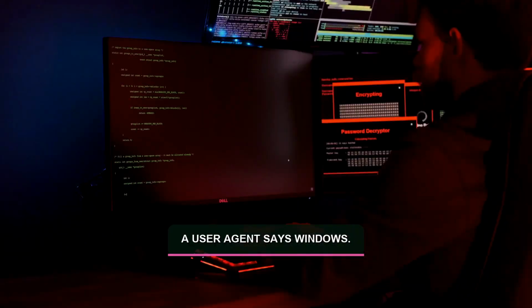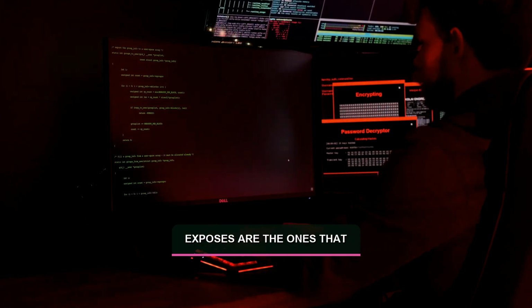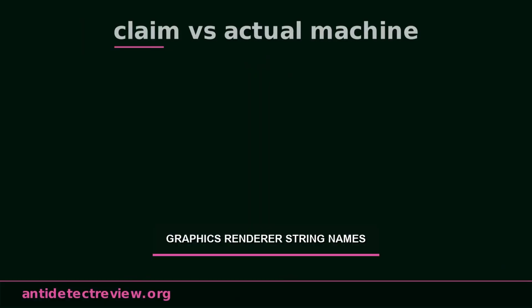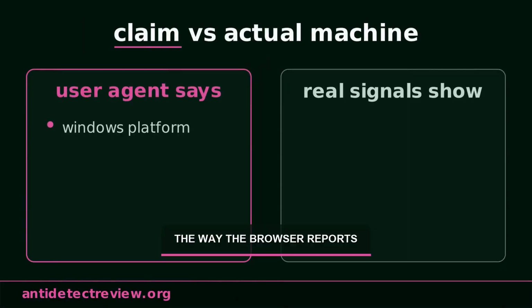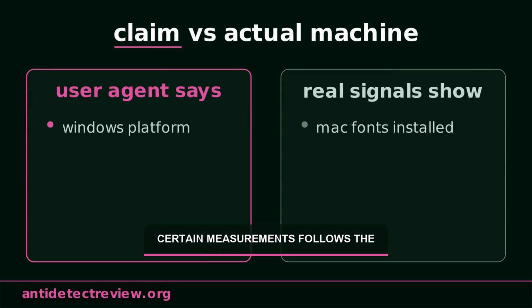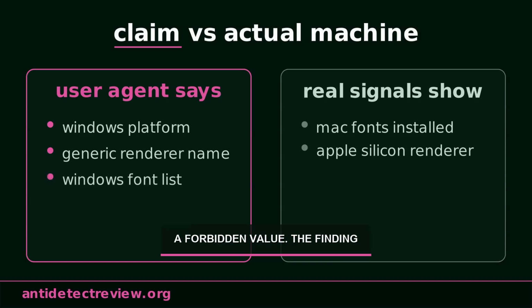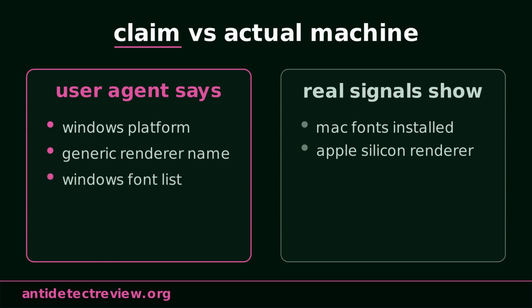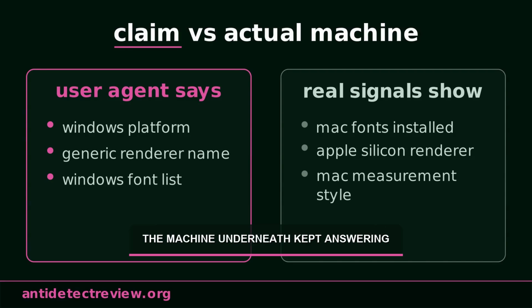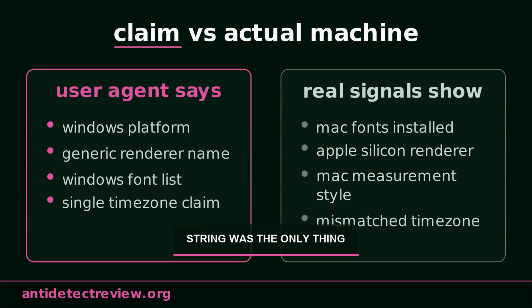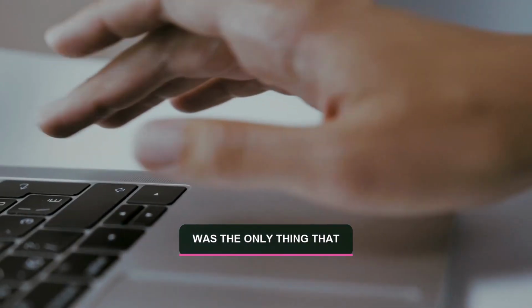A user agent says Windows, but the fonts the browser exposes are the ones that ship with a Mac. The graphics renderer string names Apple Silicon. The way the browser reports certain measurements follows the Mac convention. The time zone is one place, the language is another. The network says somewhere else entirely. Not one of those is a forbidden value. The finding is the disagreement. The profile claimed Windows and the machine underneath kept answering as a Mac, and the string was the only thing that lied because the string was the only thing that could.